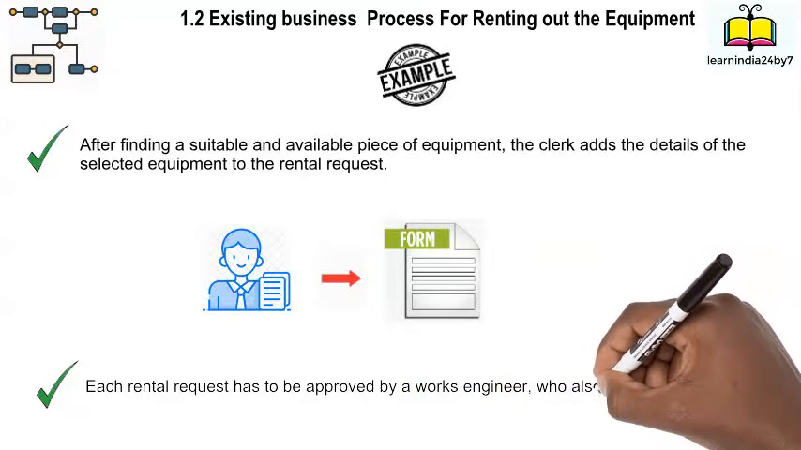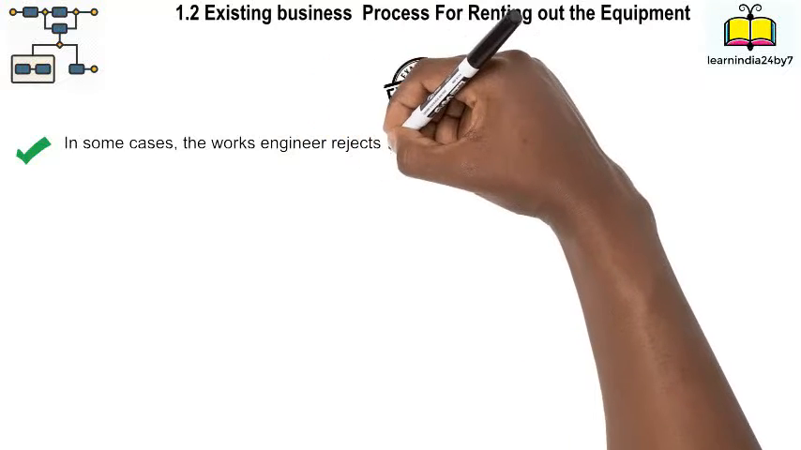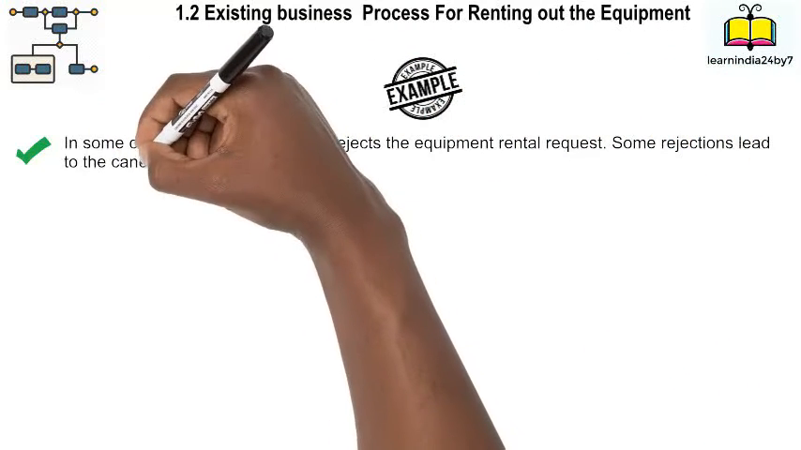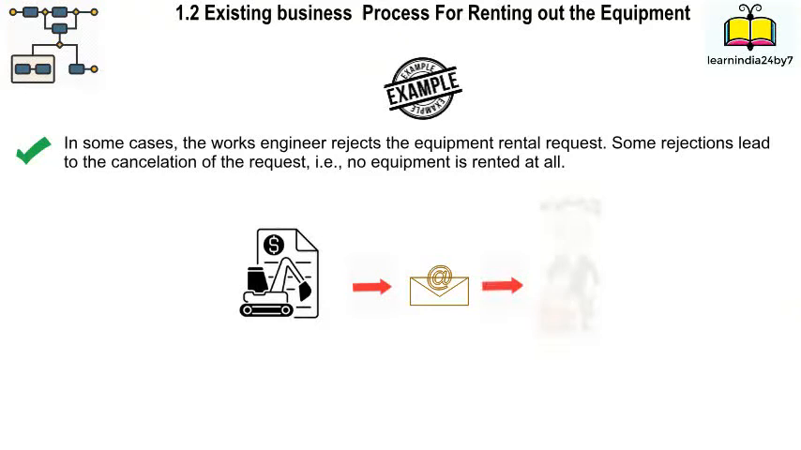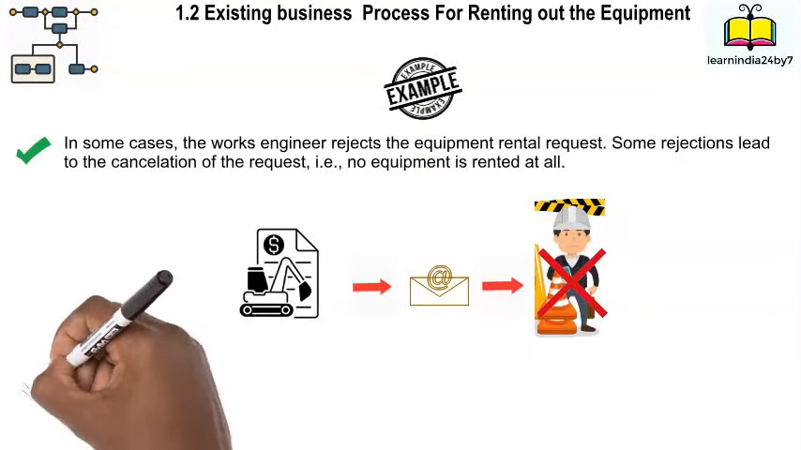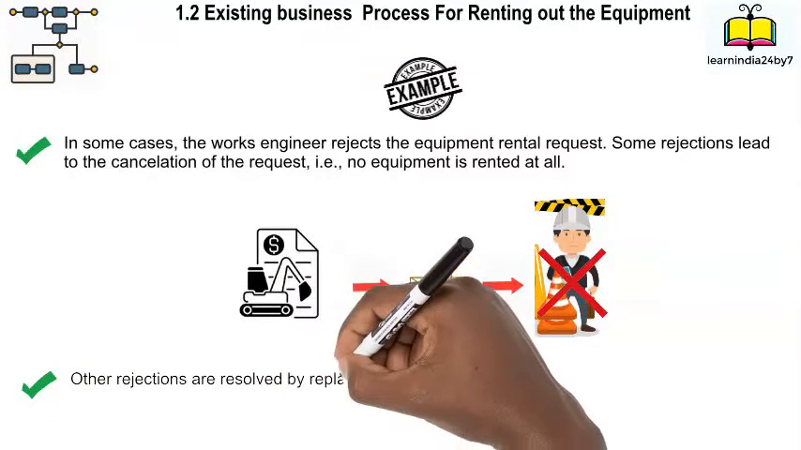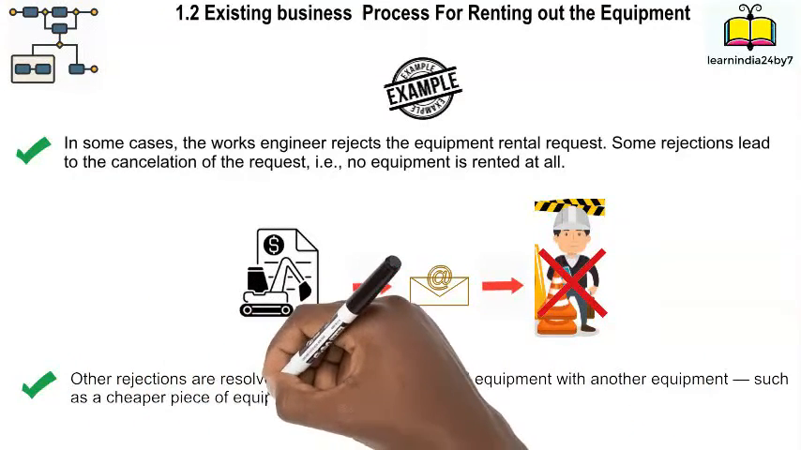Each rental request has to be approved by the works engineer, who also works at the depot. In some cases, the works engineer rejects the request, and some rejections lead to the cancellation of the request. Other rejections are resolved by replacing the selected equipment with another equipment, such as a cheaper or more appropriate piece of equipment.